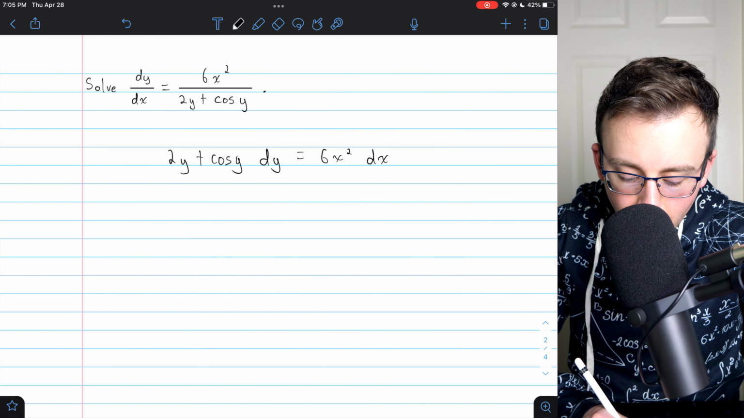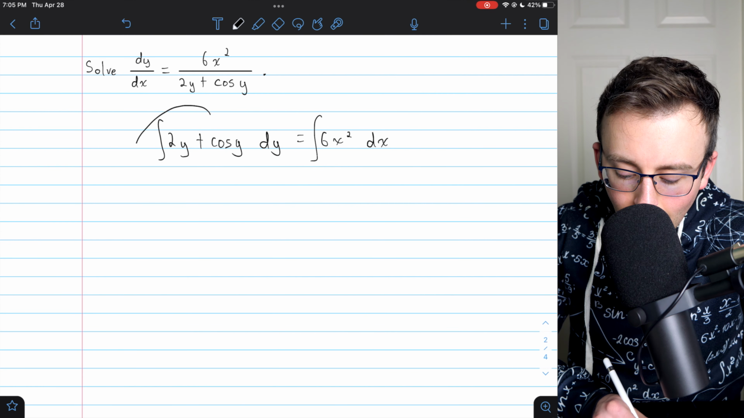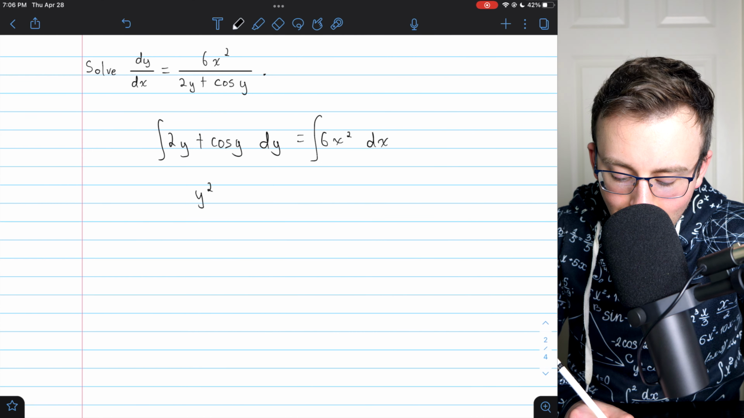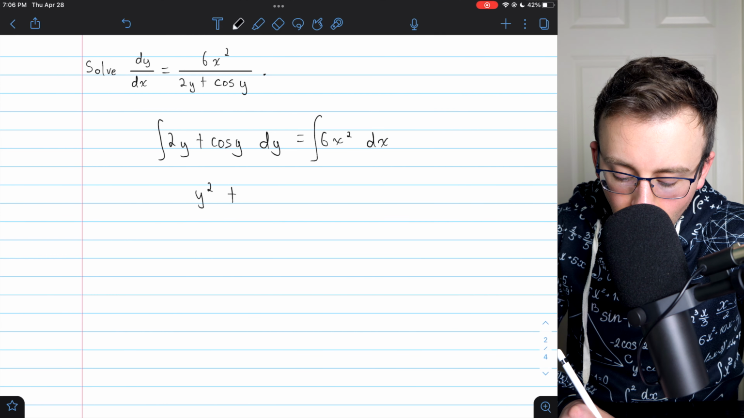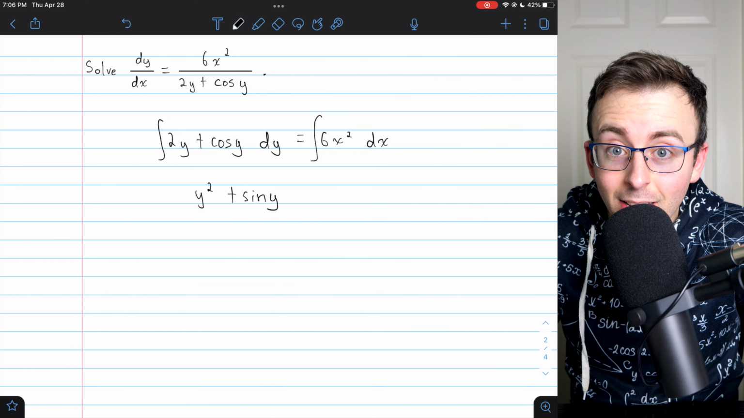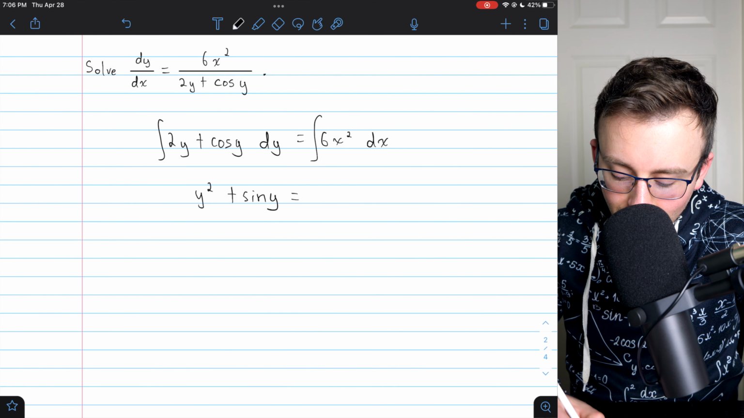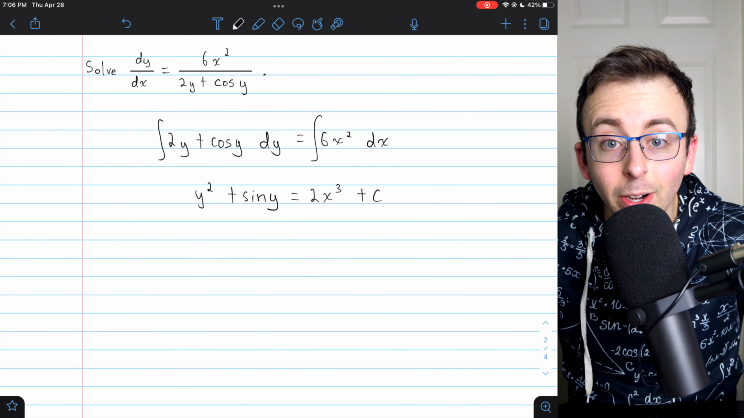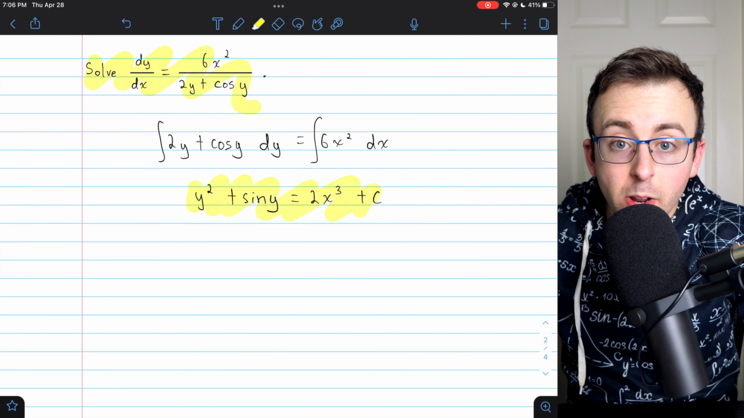Now that we've separated the variables, we can anti-differentiate on both sides of the equation. The integral on the left is going to be, well, y becomes y squared, and that's going to get rid of that coefficient of 2. And then cosine of y becomes sine y. Again, I'm going to gather the constants on the right side, so I'm not going to bother with a constant on the left side. Integrating 6x squared, that's going to become 2x cubed, and then plus our constant. And that's it. This is our general solution to this separable differential equation.